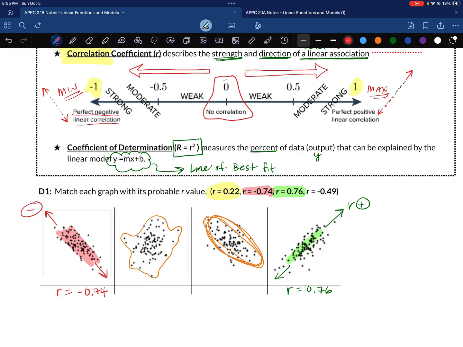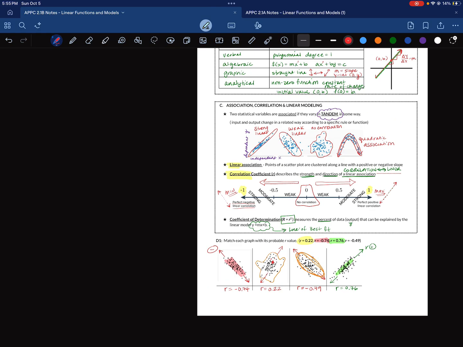So that makes me think that this is probably r equals 0.22. I would say that this blob kind of looks like a little Halloween ghost. He looks a little bit more positive than he looks negative. And then this one for sure has a negative slope or relationship to it. This is probably r equals -0.49. Okay, so that's r, our correlation coefficient, when we're matching it up to a scatter plot.